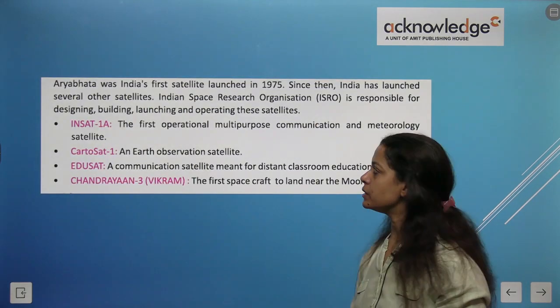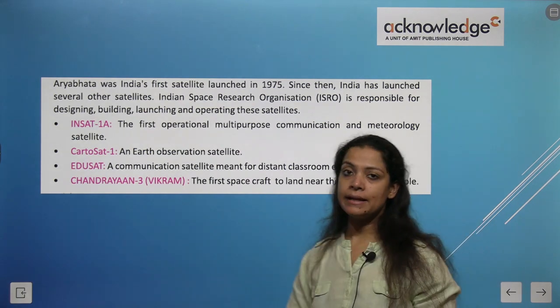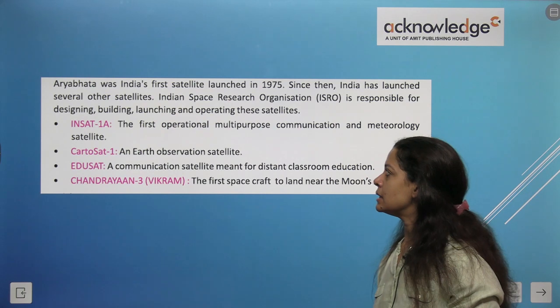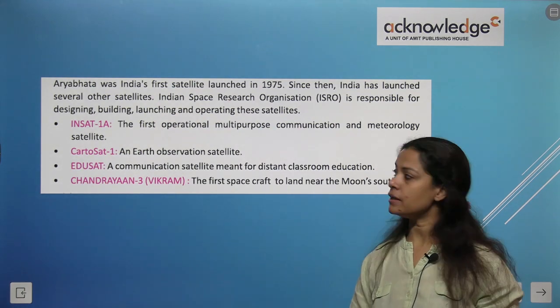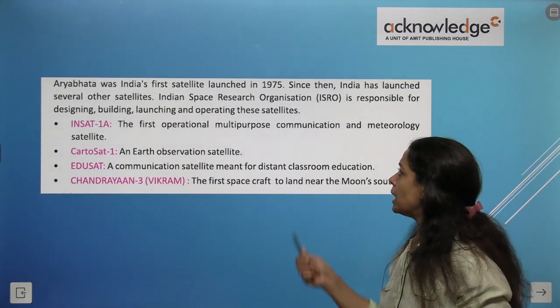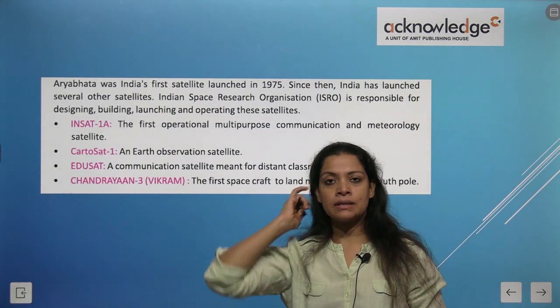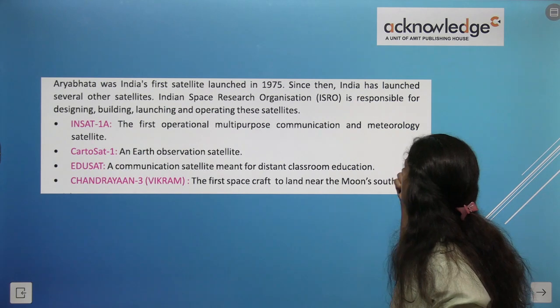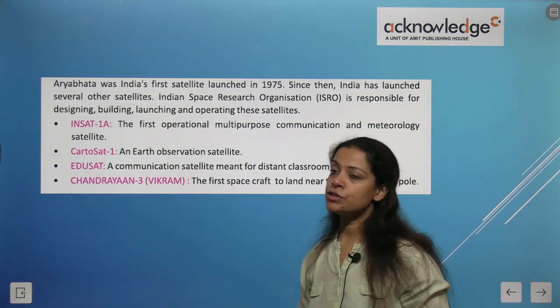Aryabhat was India's first satellite, launched in 1975. So, which was the first Indian satellite? It was in the year 1975, called Aryabhat. India has launched several other satellites after that. The Indian Space Research Organization, that is ISRO, is responsible for designing, building, launching and operating these.